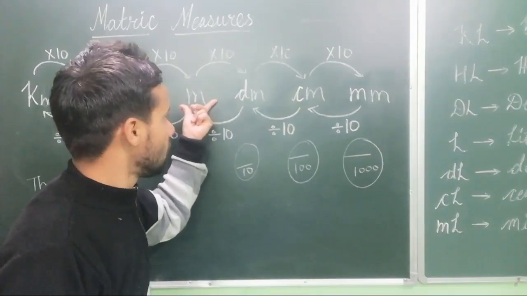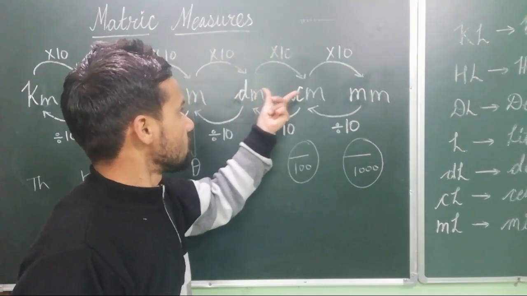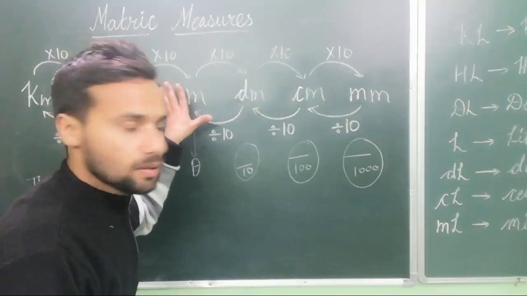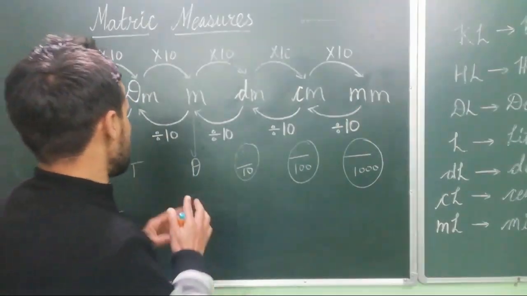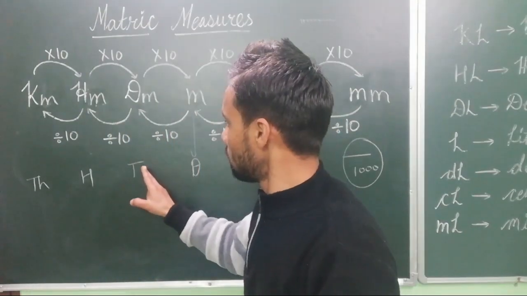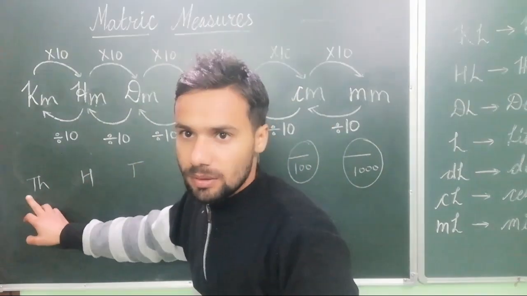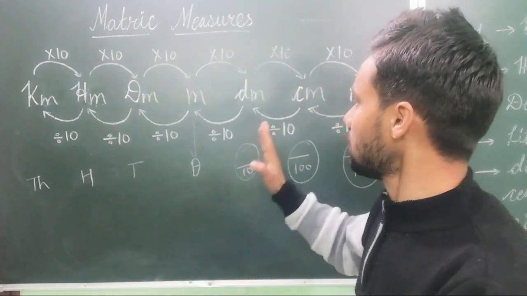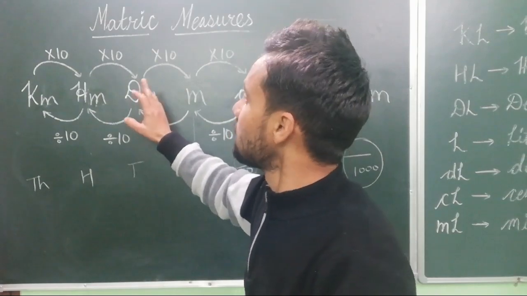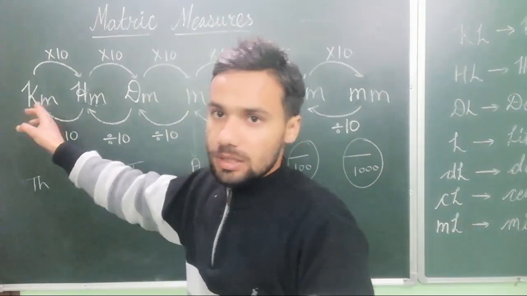Actually, meter is very big as compared to decimeter. Decimeter is smaller, centimeter is again smaller, and millimeter is the smallest in this table. Similarly, you know ones is bigger, tens is bigger, hundreds is again bigger, and thousands is the biggest one in this table. Same way, meter is smaller, decameter is bigger, hectometer is again bigger, and kilometer is again bigger.